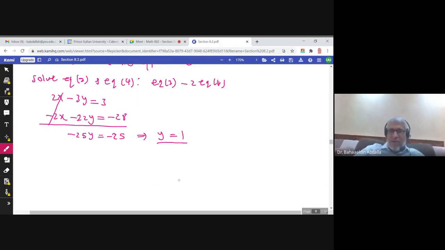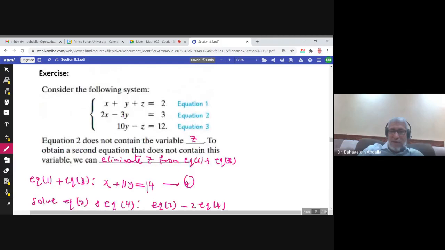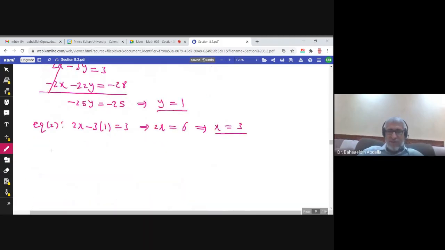Now I have y, so from equation 2, this one, I can replace y by 1 to find the value of x. So 2x would be 3 plus 3, 6, and x would be 6 over 2, which is 3. Now I have x and y. I can go to any of these three equations to find z. Of course, 1 and 2, because z is not in equation 2. So for example, I can use equation 3, 10y minus z equals 12. Y is 1.